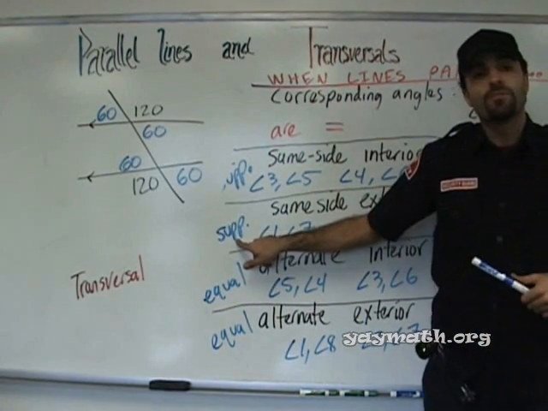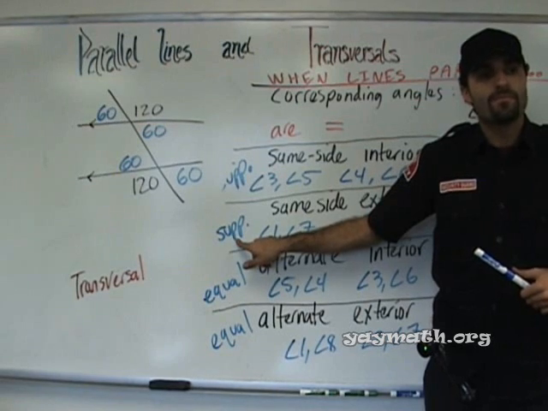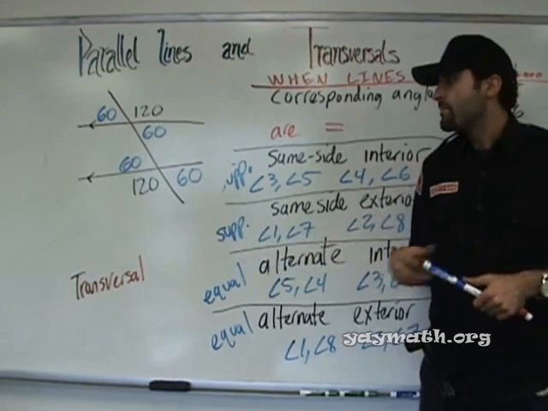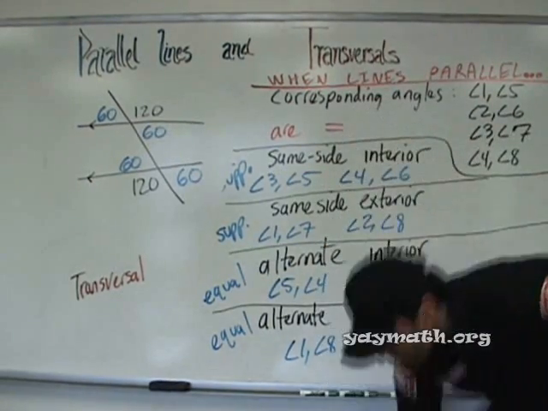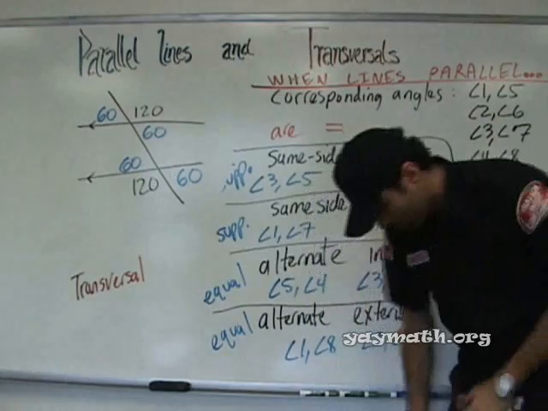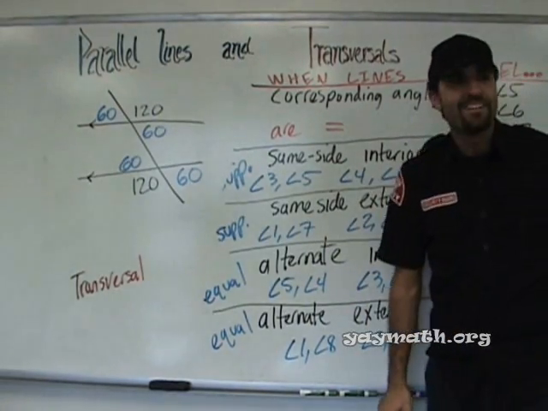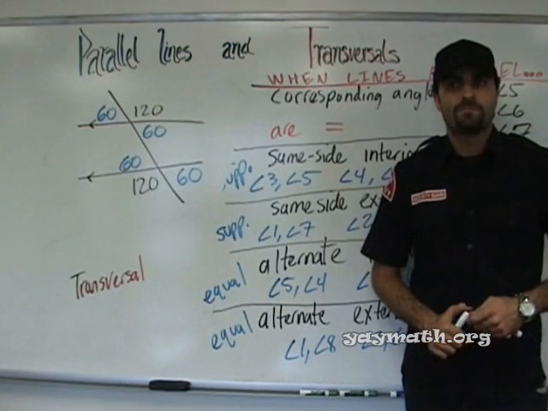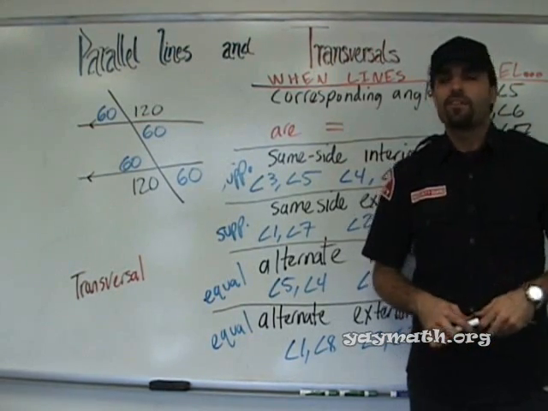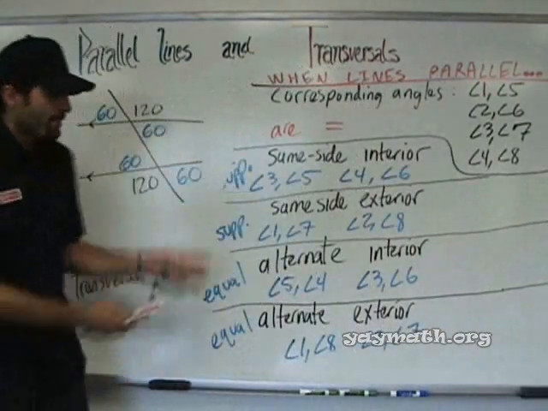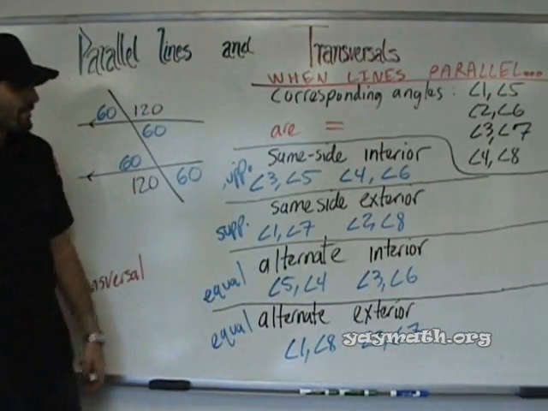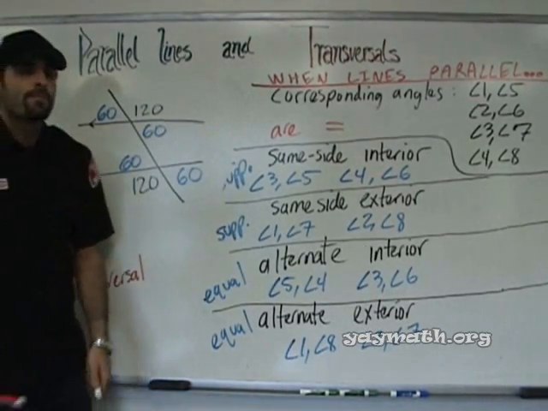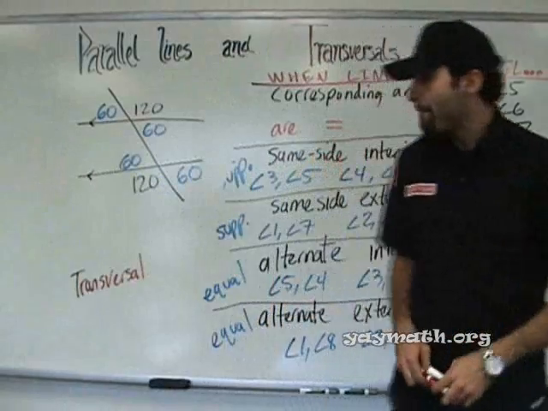Oh, okay, got it. Okay, clarified. For same side, the rule is that when lines are parallel, same side angles are always supplementary. You could say that, yeah. And for alternate, when lines are parallel, alternate exterior angles are always equal, and alternate interior are equal. These are the four combos you need to learn, and corresponding are equal as well.